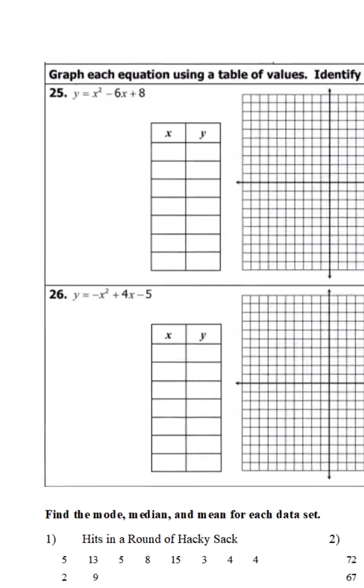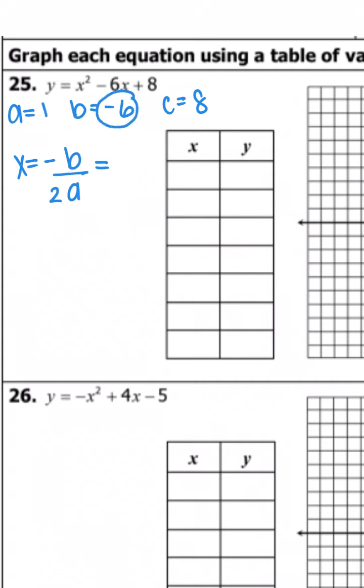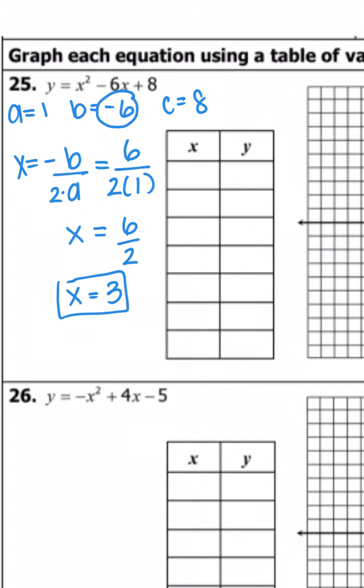Okay, so first things first is we're going to find the axis of symmetry. So I'll do 25, and you're going to do 26. So A equals 1, B equals negative 6, and C equals 8. All right, let's see here. So I'm going to do x equals the opposite of b divided by 2 times a. So if b is negative 6, the opposite of a negative 6 is a positive 6. Divided by, and this means to do 2 times a, so 2 times 1. So 6 divided by 2 means our axis of symmetry is just x equals 3.